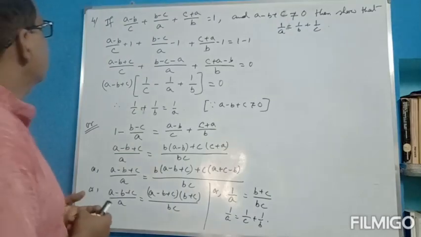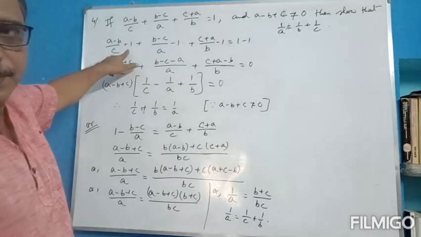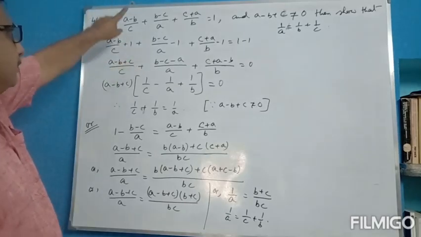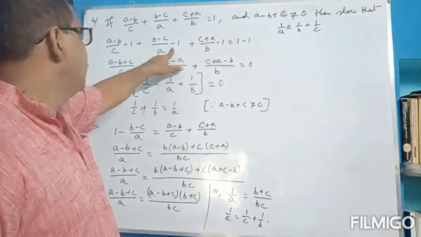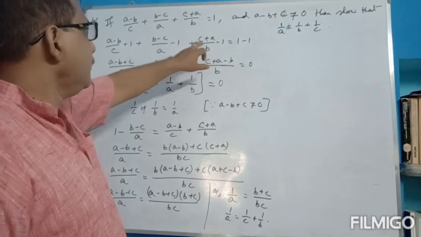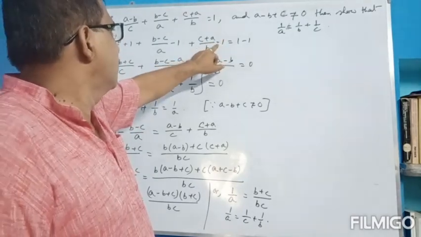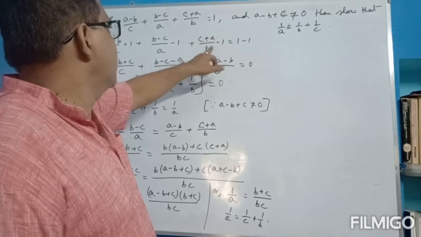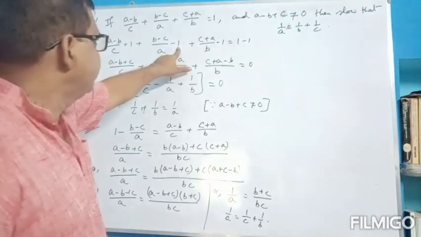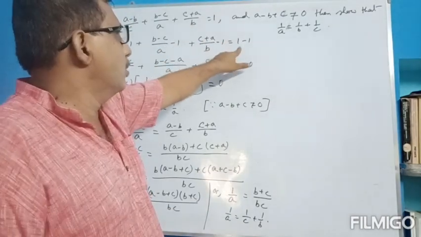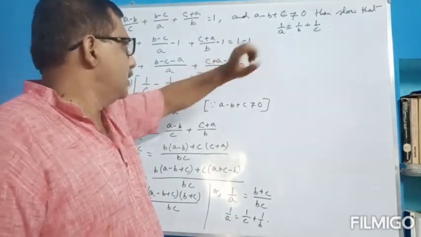Now the first term is (a minus b) by c. If we add 1 to this, we get in the numerator a minus b plus c. For the second term, b minus c by a, if we subtract 1, we get b minus c minus a. Again, if we subtract 1 from the third term, we get c plus a minus b. So plus 1 and minus 1 cancel each other, and the right hand side is also 1, so we subtract 1 from the right hand side also, and then we get 0.